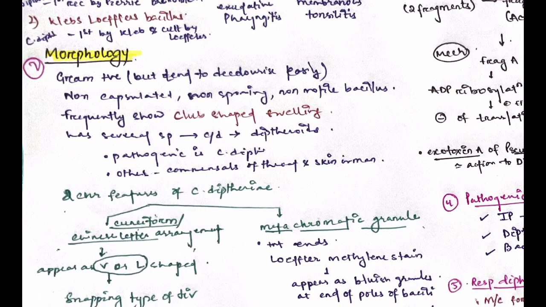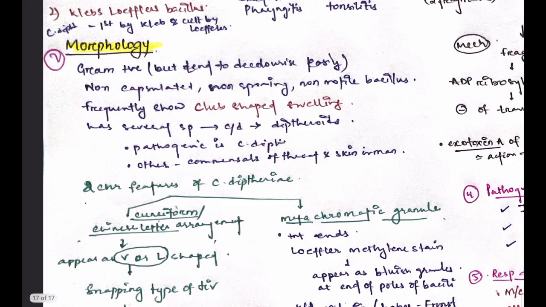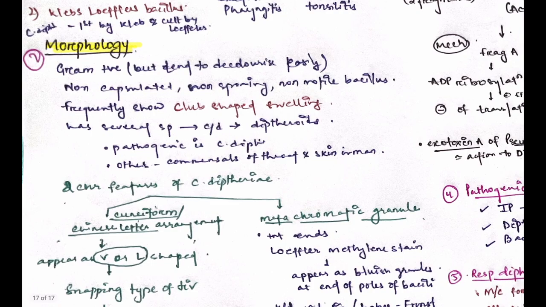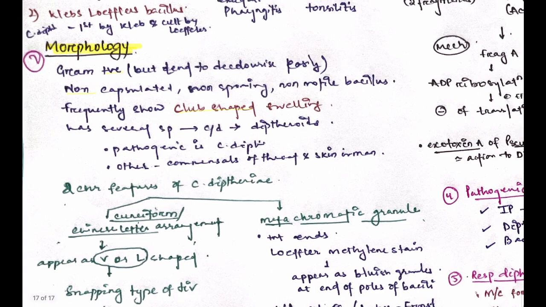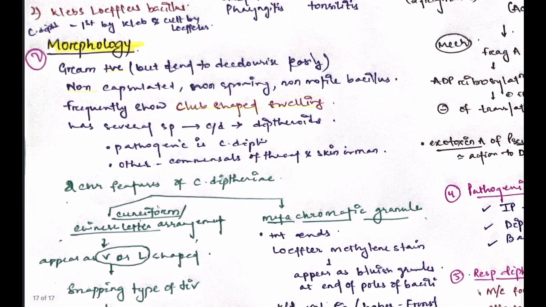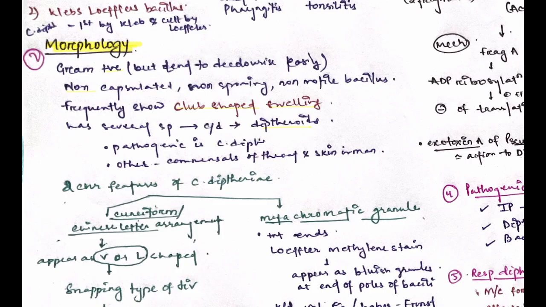Out of the different species, Corynebacterium diphtheriae is pathogenic and the others are commensals of the throat and skin in humans. So what are the main points here? This is gram-positive, non-capsulated, non-sporing, non-motile, with club-shaped swelling, and they are termed diphtheroids. The pathogenic one is diphtheriae and the others are commensals.